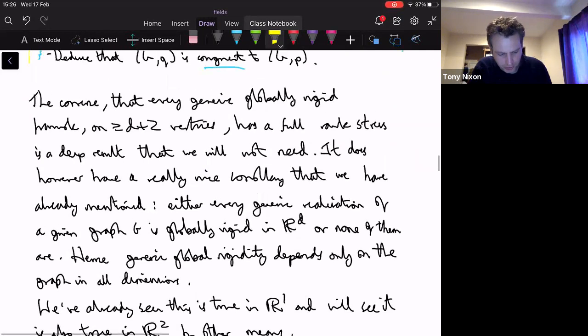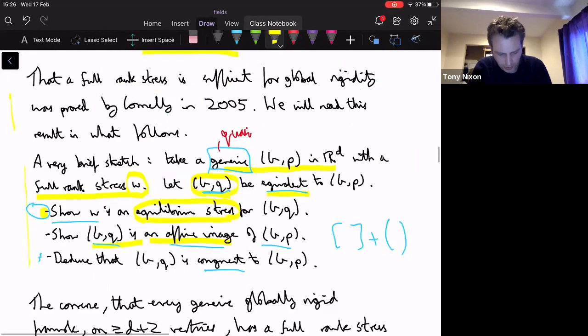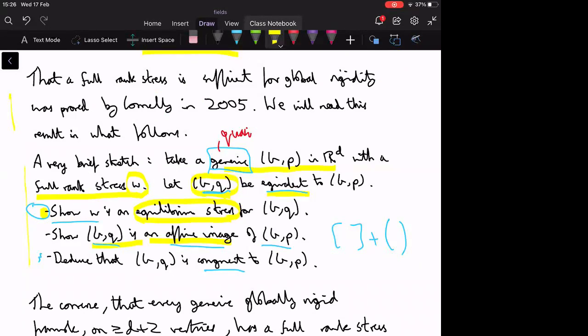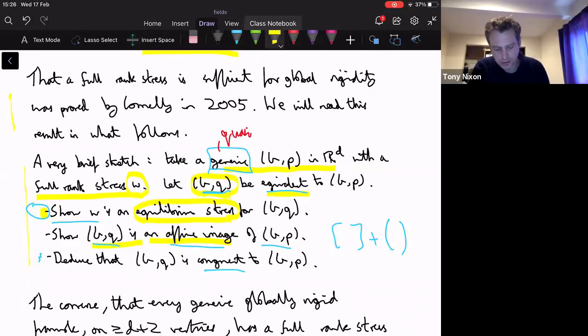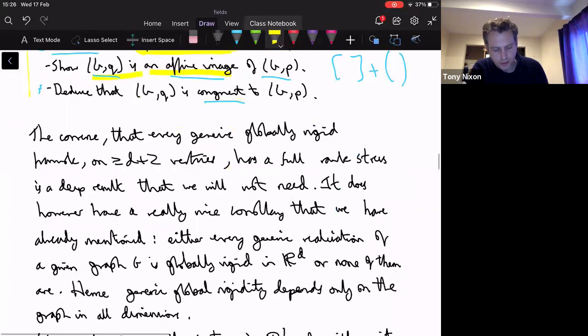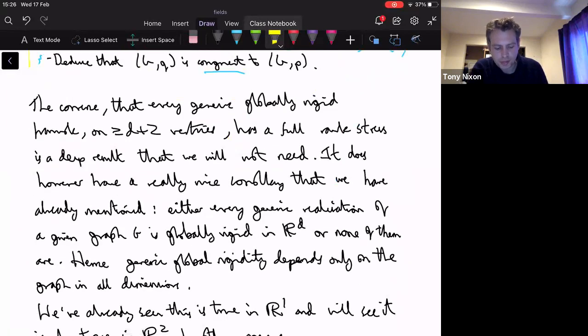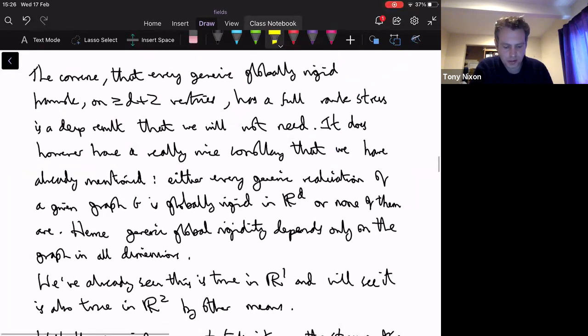Okay, so that's Bob's part of the theorem I just mentioned, that if you have a generic framework with a maximum rank stress, full rank stress, then you're globally rigid. The converse, that every generic globally rigid framework that's not a small complete graph has a full rank stress, is the more complicated direction. I'm not going to go into their proof. I find it still hard to follow step by step. But I do want to mention a corollary of theirs again.